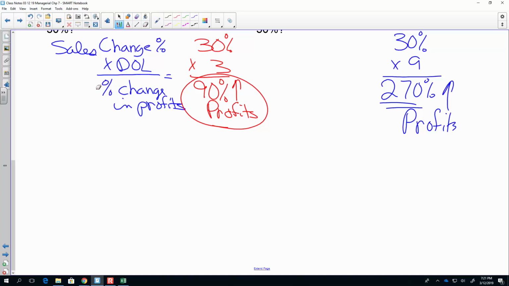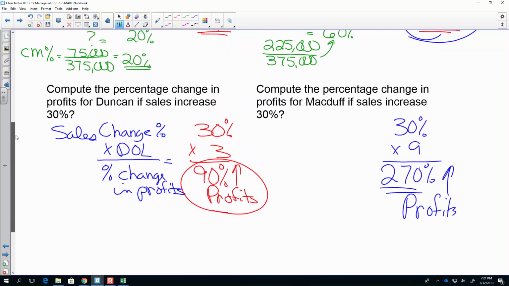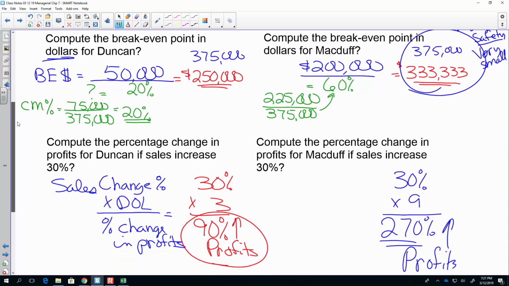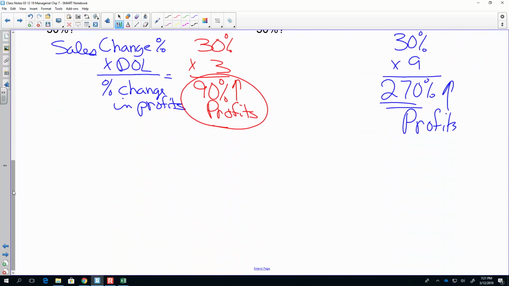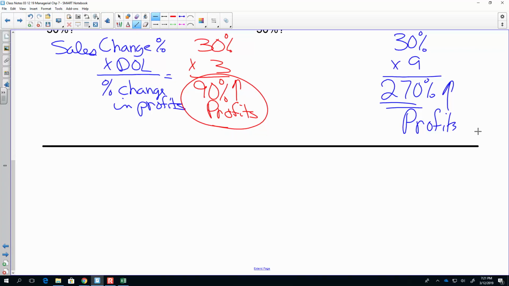Couple more things before we leave this problem, Duncan and McDuff. I'm going to add to this question. How much room do you have? Do you have note room? A little bit. Thank you. Okay.